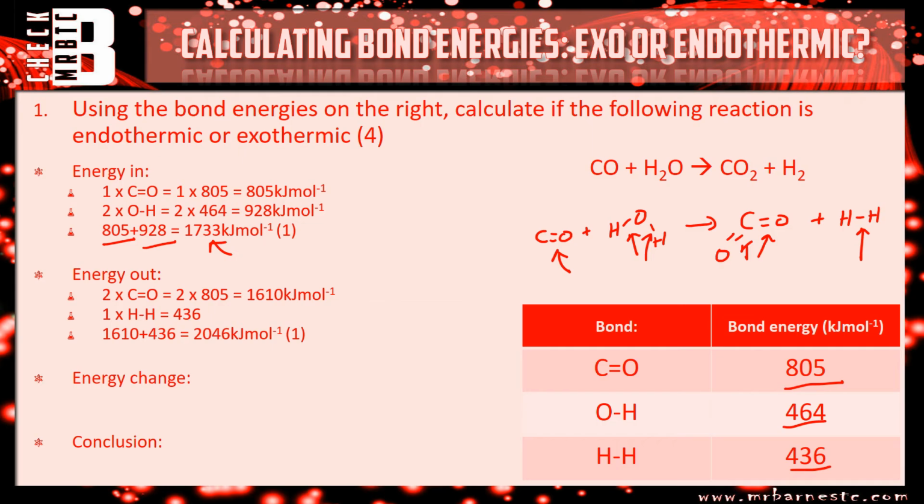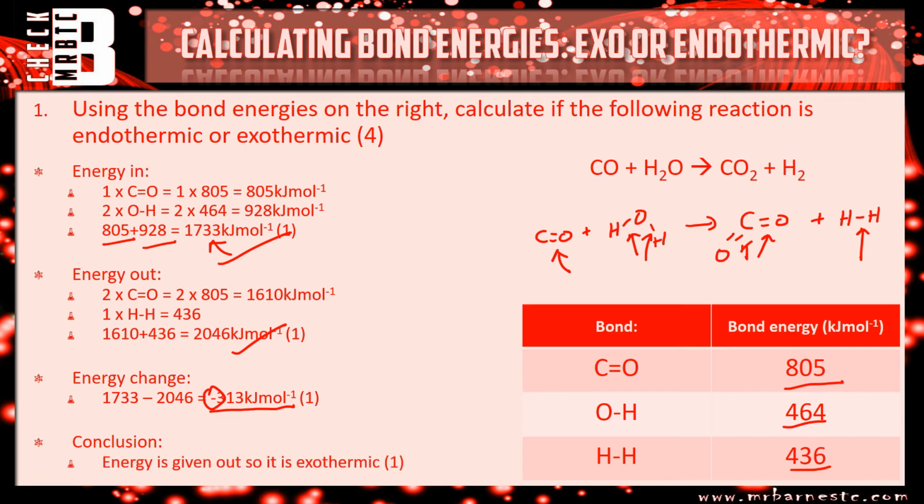The third mark is for the energy change to work out if it's positive or negative. So that is taking away this number here and this number here, which is 1733 minus 2046, which gives you minus 313. So the third mark is for that substitution there. The last mark, we know we've got negative, therefore it means energy has been given out to the surroundings. So what type of reaction is it? Exothermic. So the fourth mark is for saying energy is given out, it's negative, so it's exothermic.